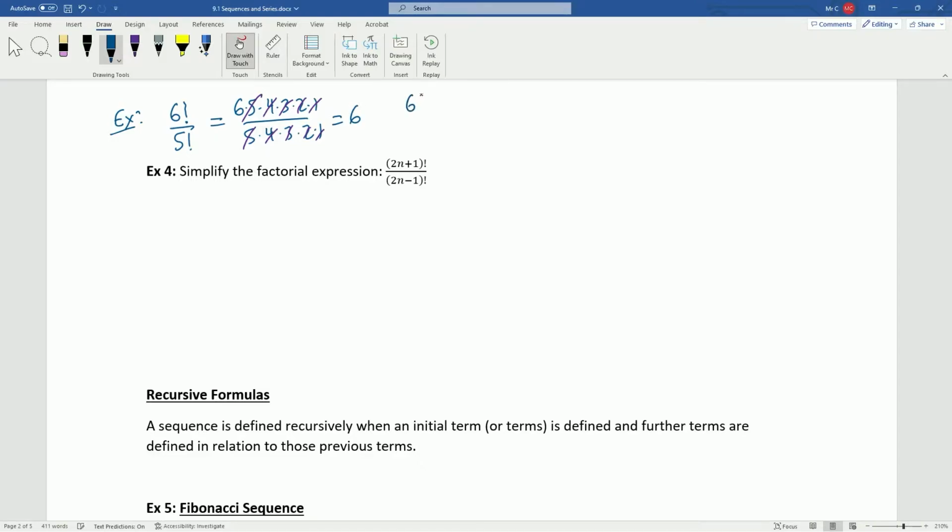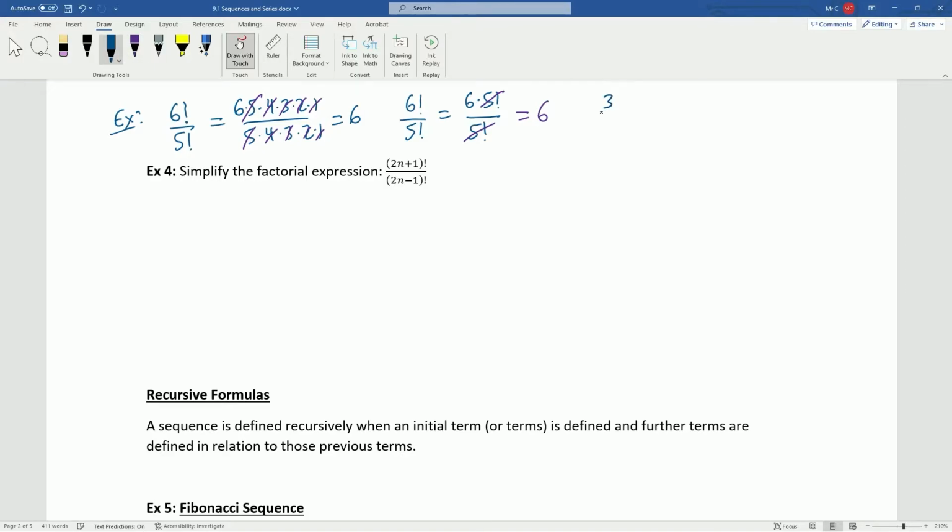But I could have also said 6 factorial divided by 5 factorial. 6 factorial is 6 times 5 factorial divided by 5 factorial. So notice, now, instead of rewriting the whole 6 factorial expression and the whole 5 factorial expression, I'm just noticing that 6 factorial is 6 times 5 factorial. So now I can just cancel that immediately and get left with 6.